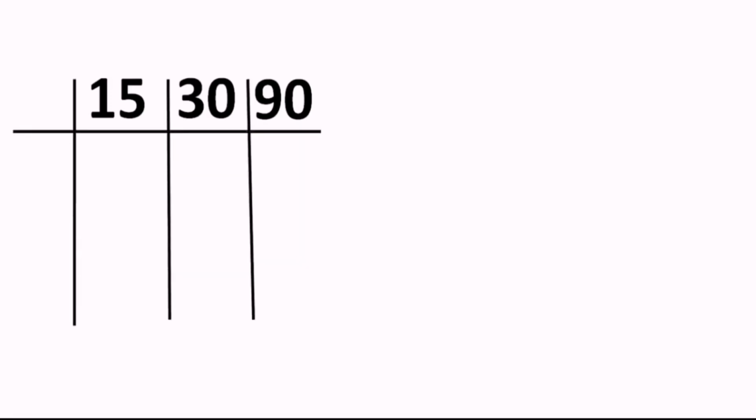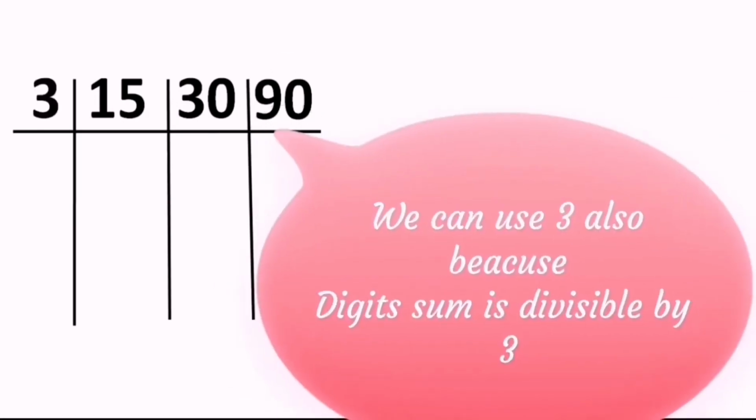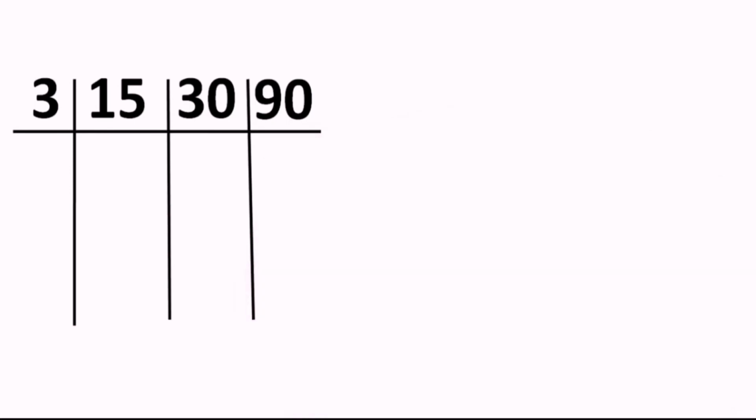So 15, 30, 90, all these three numbers are divisible by 5, right? Because 15 has a 5 in the unit place, and the remaining two numbers have 0 in the unit place, so 5 can be utilized, or 3 also can be utilized. Okay, so when you divide 15 by 3, we get the answer 5. When you divide 30 by 3, we get the answer 10, right? And when you divide 90 by 3, we get the answer 30.